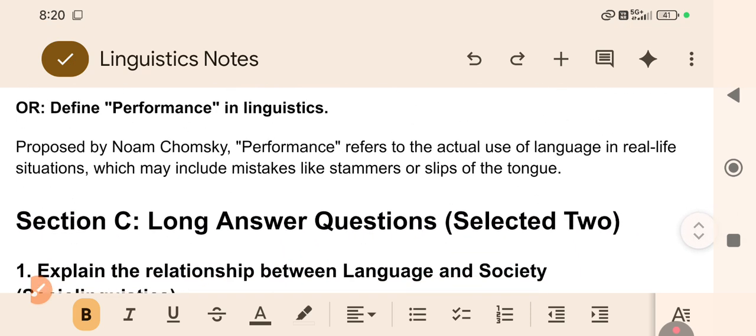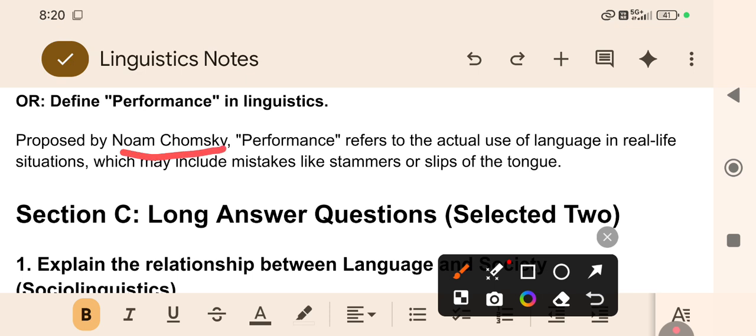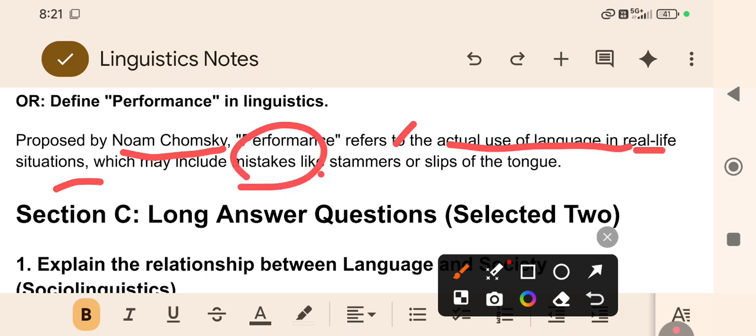Okay. Now define performance in linguistics, proposed by Noam Chomsky. Performance refers to the actual use of language in real-life situations, which may include mistakes like stammers or slips of the tongue, right?